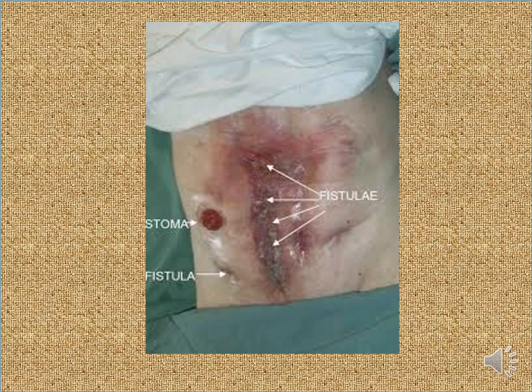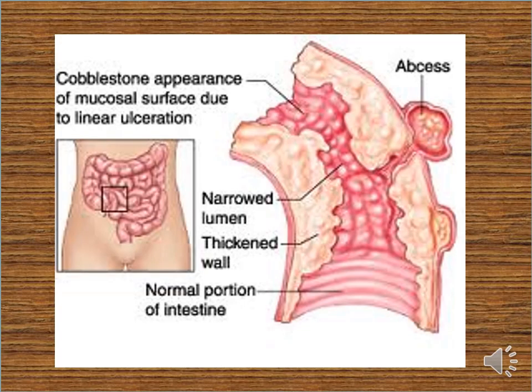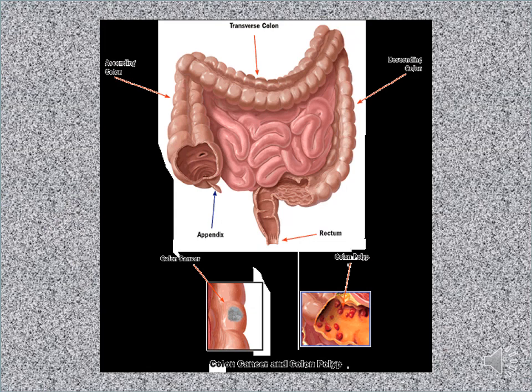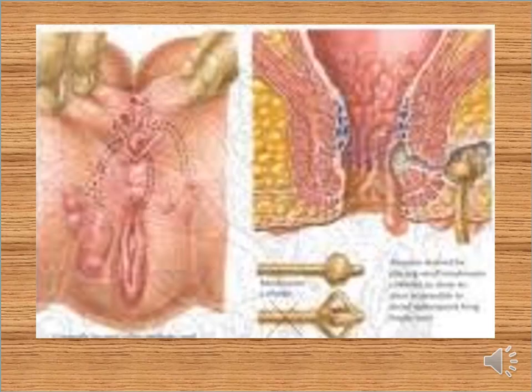This is the fissuring fistula in the wall of the abdomen. The cobblestone appearance of the mucosal surface is due to linear ulceration, and this ulceration narrows the lumen of the ileocecal region and leads to perforation and abscesses in the peritoneum. This figure shows the perforation and proliferation of cobblestone appearance in the ileocecal region. This is fissuring to the anus.